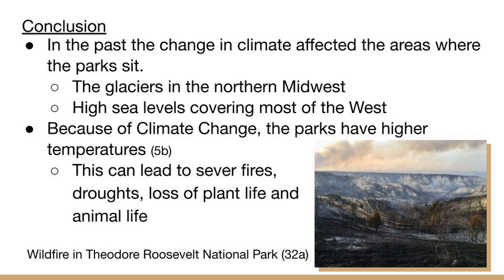In the past, these areas have been affected by changes in climate, such as the glaciers in the northern Midwest and the high water levels covering most of the West. With the continued use of greenhouse gases, climate change has threatened many parks with rising temperatures, which can result in longer and more severe fire seasons, drought, and loss of plant and animal life, like projected at Theodore Roosevelt National Park, according to the climate change article.